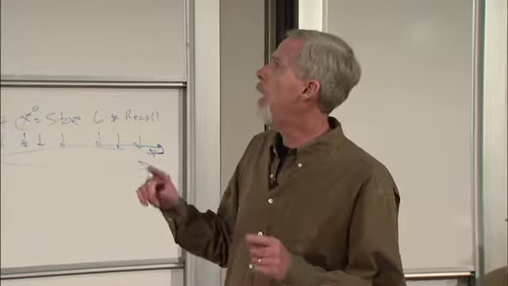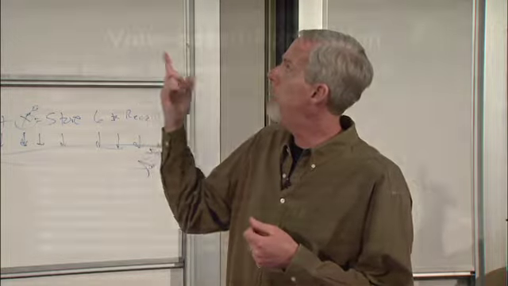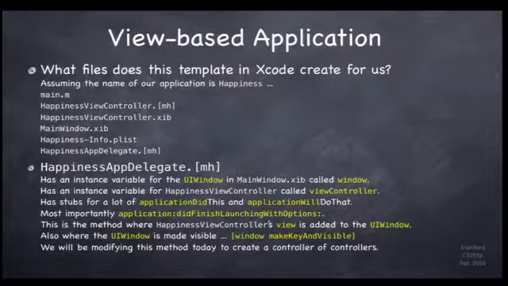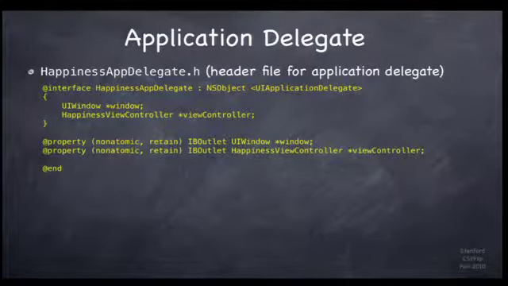This is also where the UIWindow is made visible. There's this line of code in there, makeKeyAndVisible, that makes it appear, actually start drawing on screen. All right, so we're going to modify this method today to create a controller of controllers to build a more complicated user interface. All right, so quickly, here's what the HappinessAppDelegate.h header file looks like.